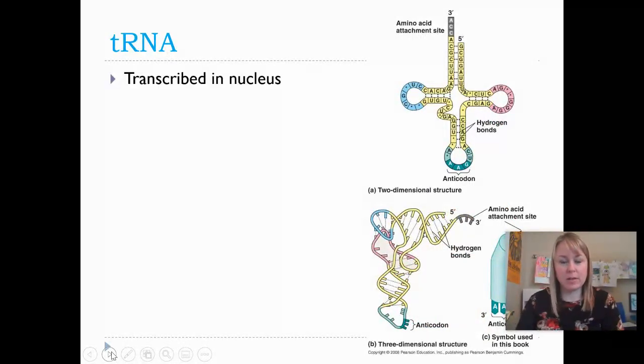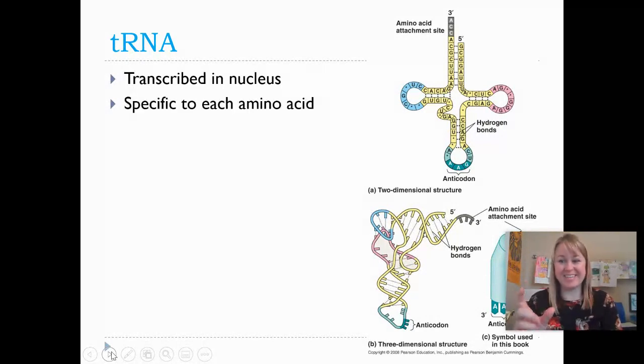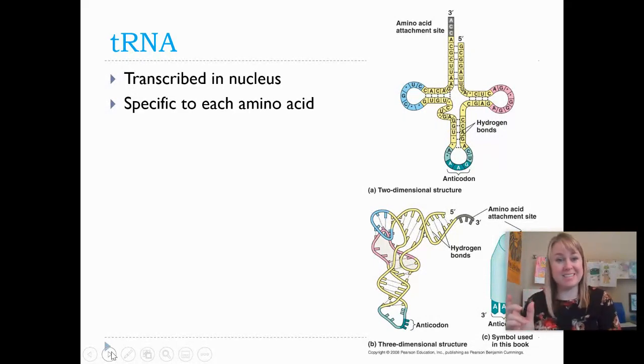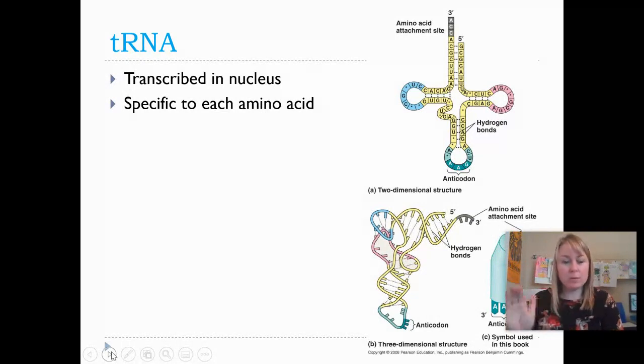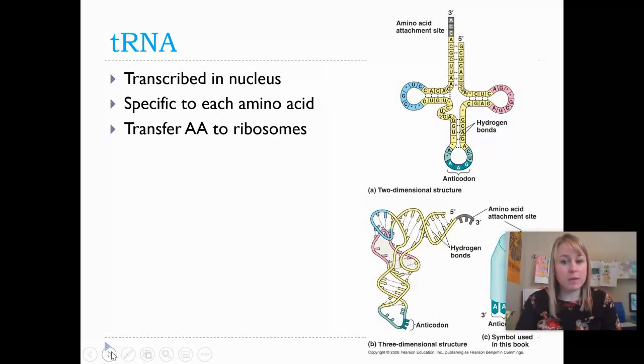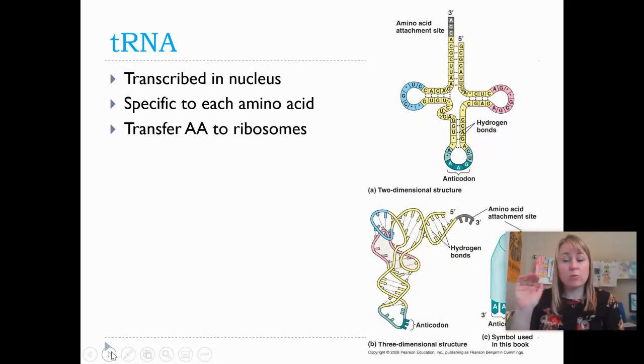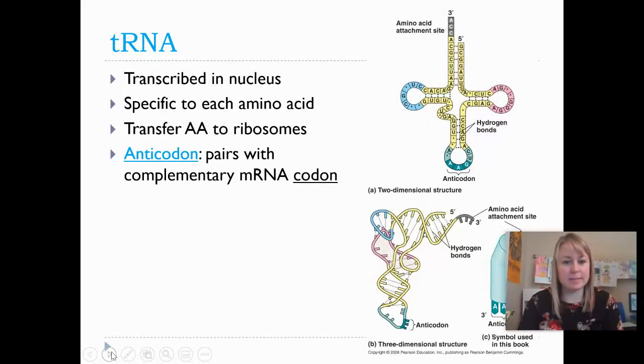tRNA is a funky looking shape. It is made in the nucleus from a sequence of DNA, right? So DNA is coding for how to make these tRNAs, and then they get released out into the cytoplasm where they actually go to work. They are specific for each kind of amino acid. So at the 3' end of a tRNA, that is where it is going to bind to an amino acid.